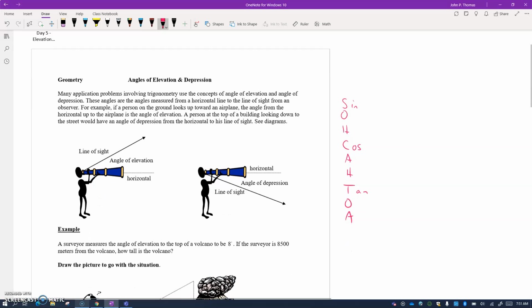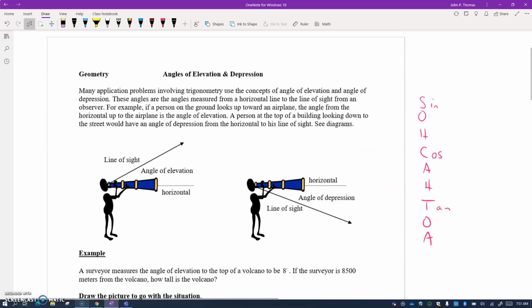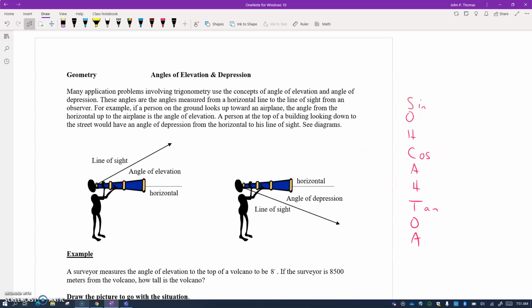tangent opposite over adjacent. All right, now today we've got two new vocab words, and it's angle of elevation. All right, so what I want you to think is look straight out ahead of you, and then look up towards the corner of the ceiling. That angle that you raised your eyes from looking straight ahead to looking up at the edge of the ceiling, that's called your angle of elevation. So it's always off of horizontal, and it's an angle up.